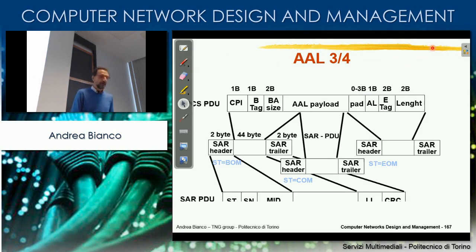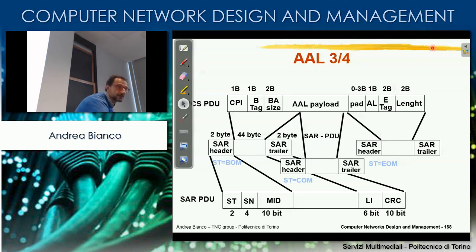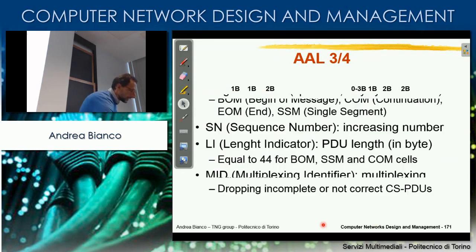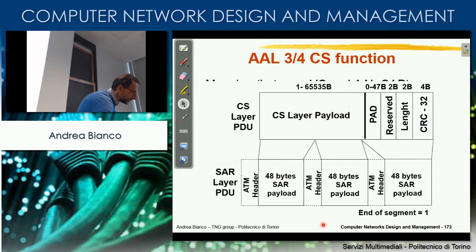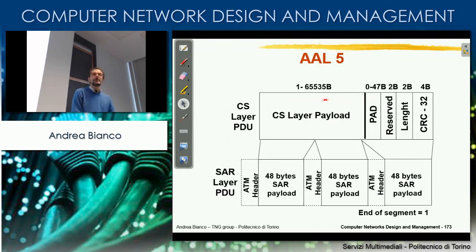So this is what AAL3 and 4 is doing, right? You have this header in which you have the packet number, you have this trailer in which you have the length indicator, the CRC, and some other fields. What does AAL5 do? Okay, AAL5 is taking the upper layer data. This is the CS layer payload. So everything coming from above is the so-called CS layer payload. CS stands for convergence sublayer. It's one of the two sublayers of AAL.